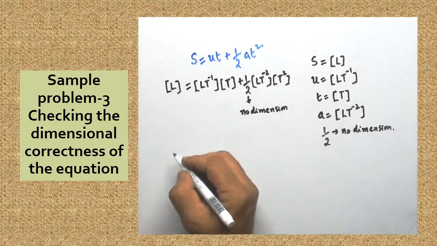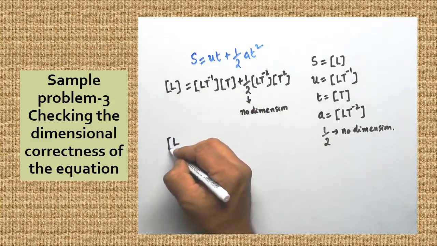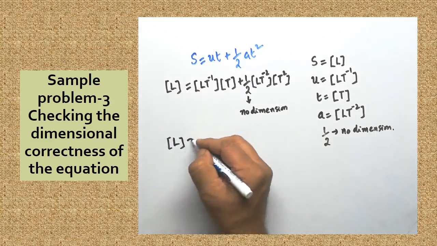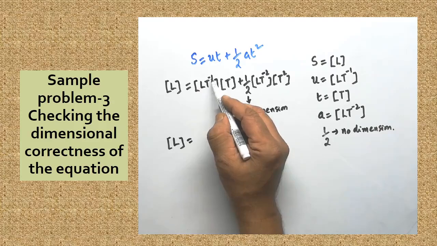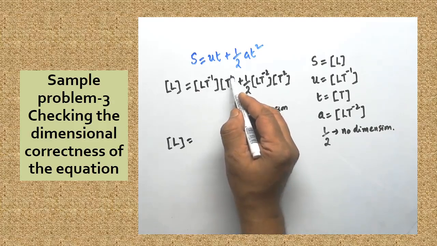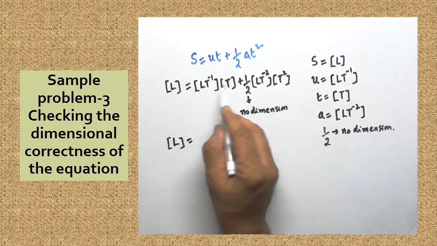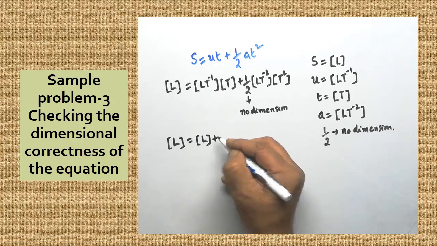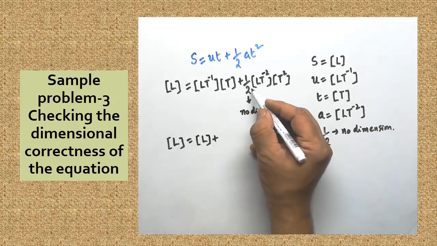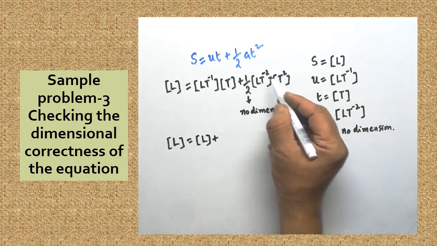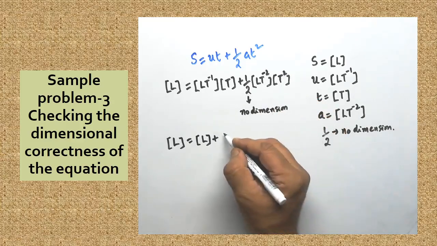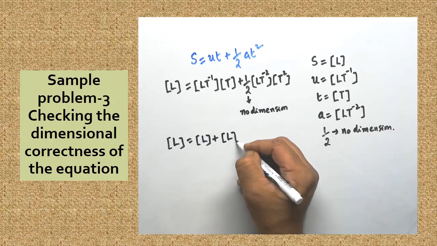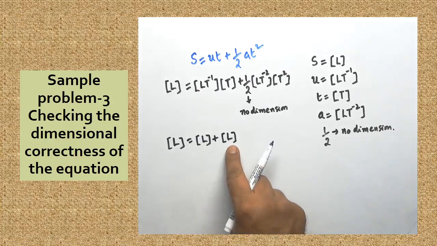Now you try to simplify this. As it is, you write L. Look at that. Here T to the power of minus 1 is there, here T to the power of plus 1 is there. Both of them will get cancelled. Therefore, the remaining factor is L. Again, here T to the power of minus 2 is there, here T to the power of plus 2 is there. After cancellation, again that will become L.